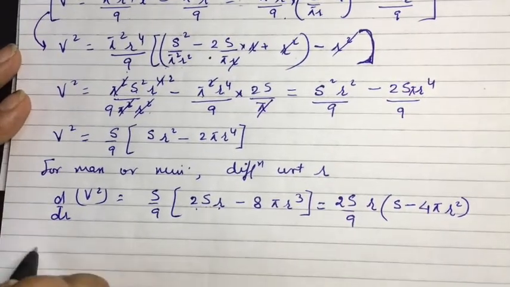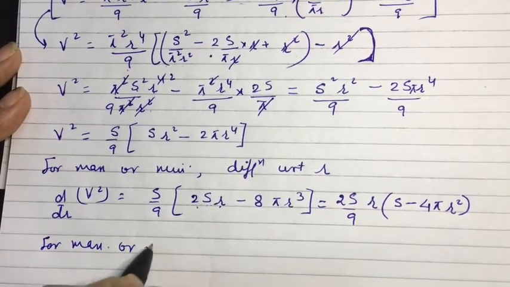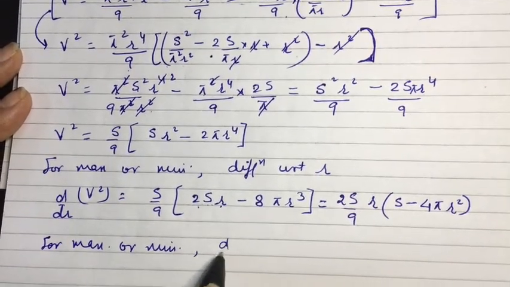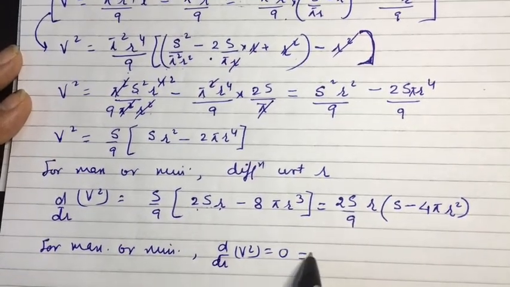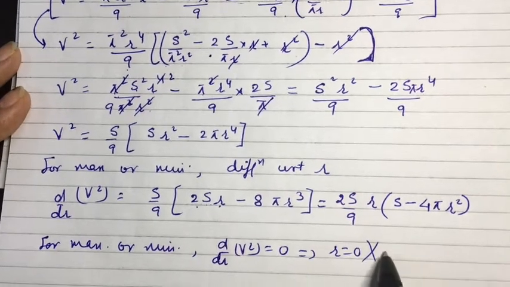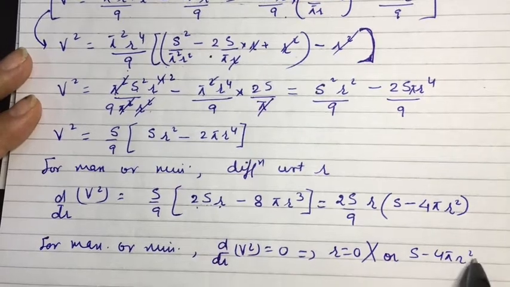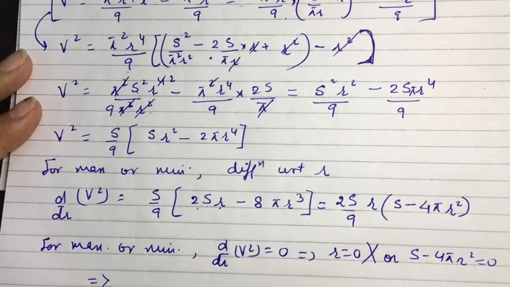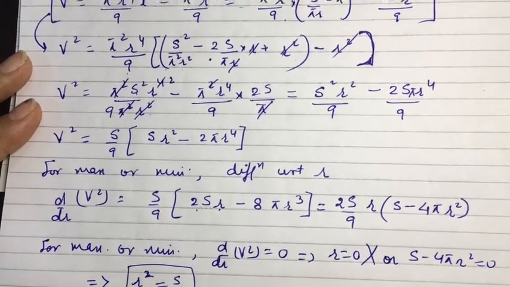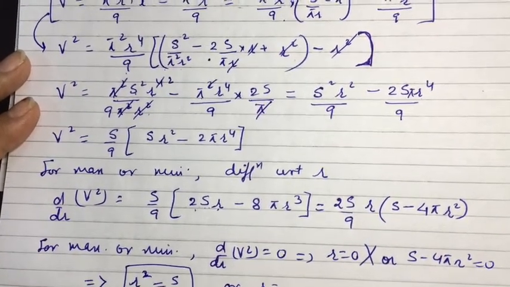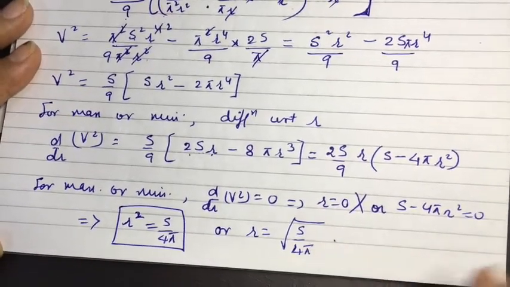Now for maxima or minima, we have to put d by dr of v squared equal to 0. So this gives us either r equal to 0, which is not possible, or s minus 4 pi r square equal to 0, which gives us r square equal to s over 4 pi, or r is equal to under root of s over 4 pi.